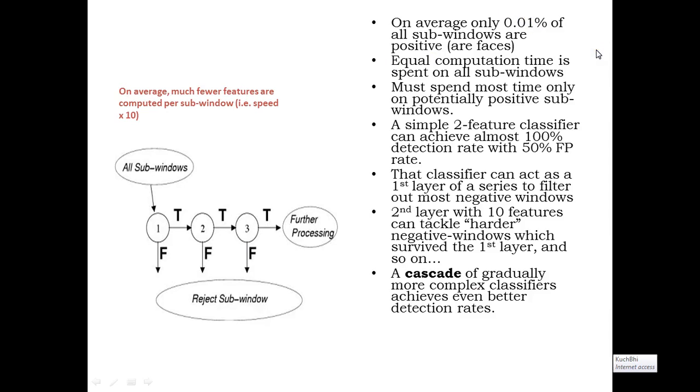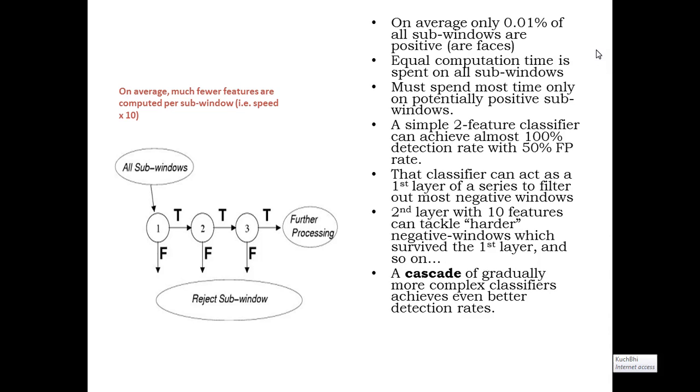On average, only 0.01% of all sub-windows are positive. Equal computation time is spent on all sub-windows. We must spend most time only on potential positive sub-windows. A simple two-feature classifier can achieve almost 100% detection rate with a 50% FP rate.